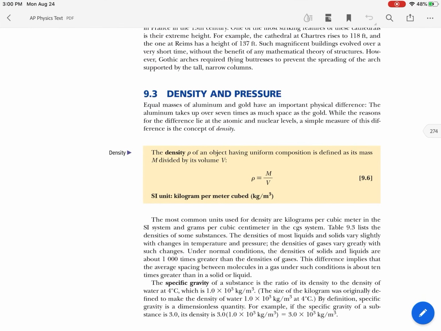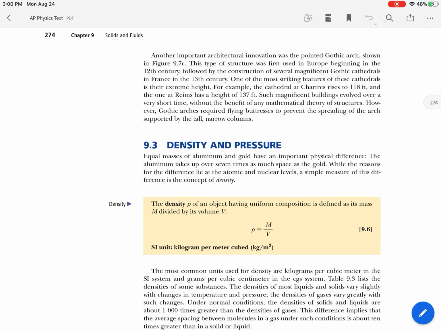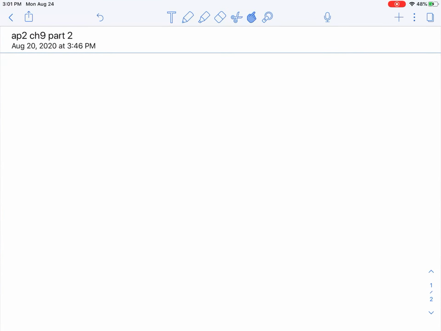We're going to be starting on page 274, looking at section 9.3, Density and Pressure. So the first thing to talk about is density.